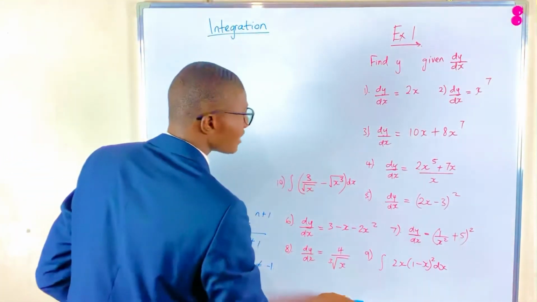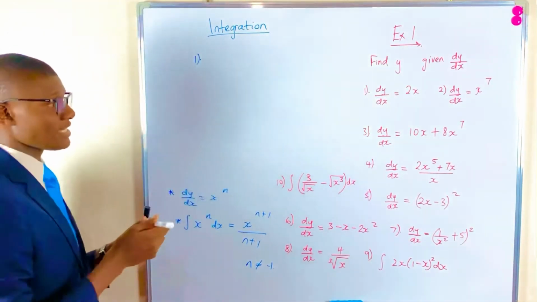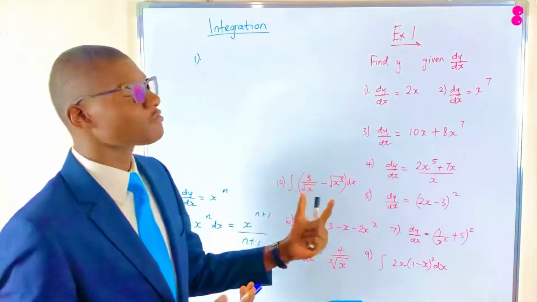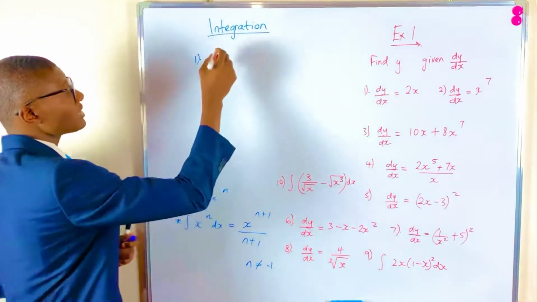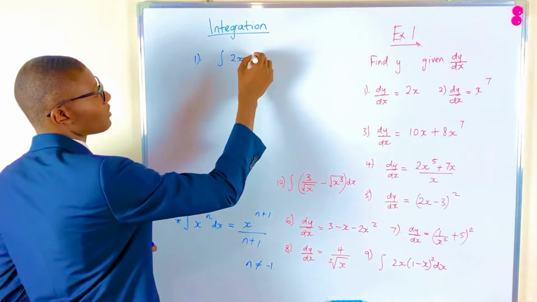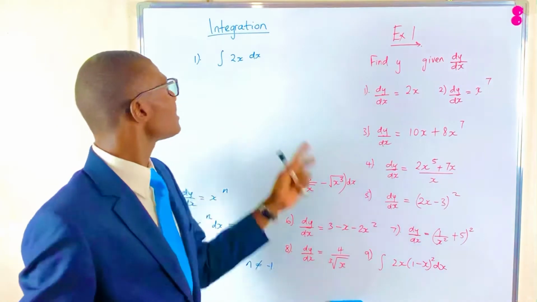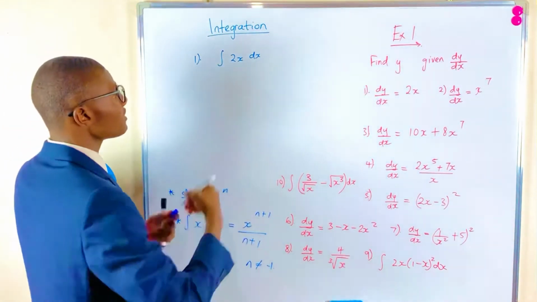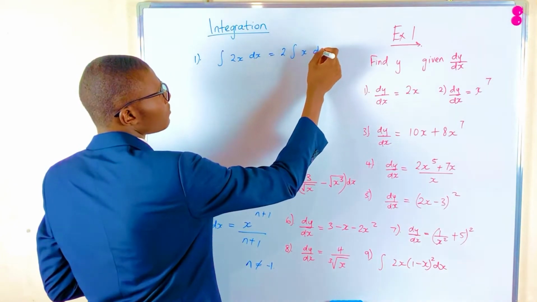Okay, so let's start. For the first one, number 1, we're given that dy by dx is equal to 2x, and we're required to find y. So we said y would be the integral of 2x with respect to x, right? But what we also have to know is that 2 is just a constant, so we can even take it out such that we've got 2 integral of x with respect to x.